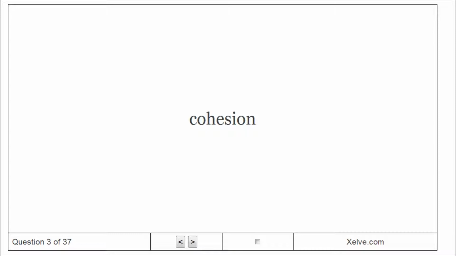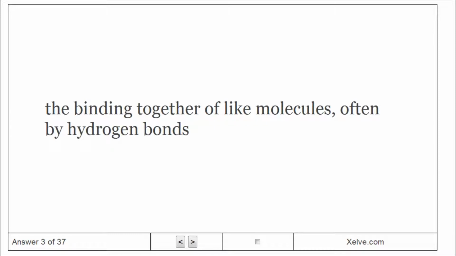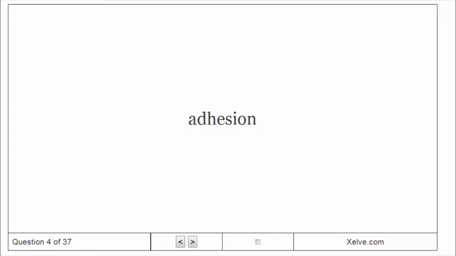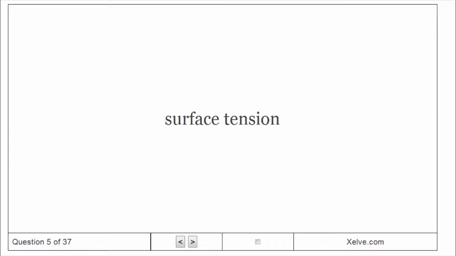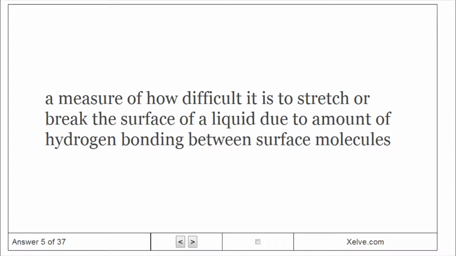Cohesion. The binding together of like molecules, often by hydrogen bonds. Adhesion. The attraction between different kinds of molecules. Surface tension. A measure of how difficult it is to stretch or break the surface of a liquid due to the amount of hydrogen bonding between surface molecules.